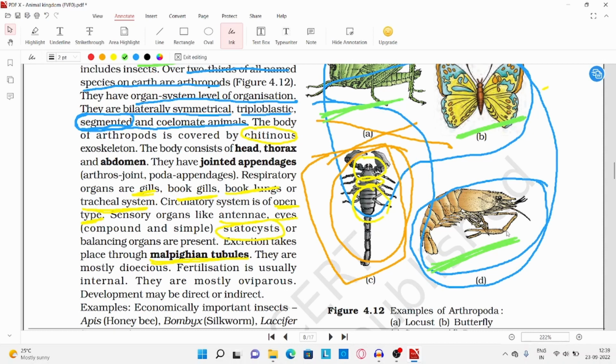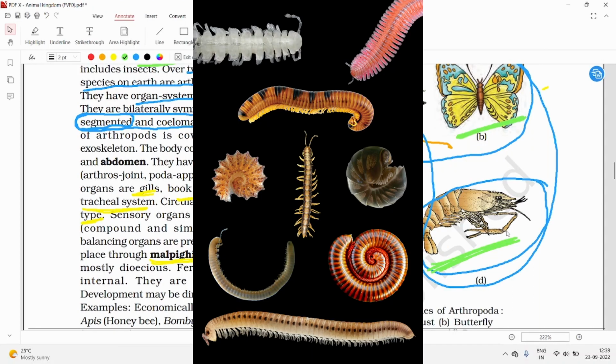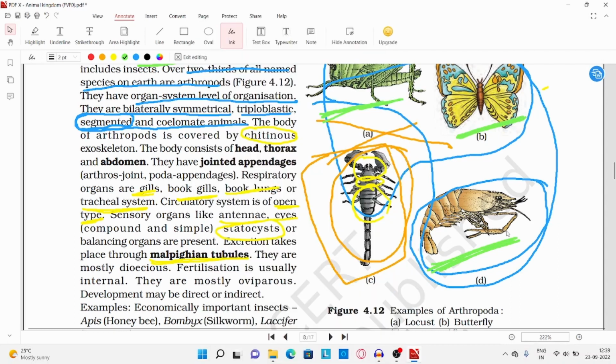Now you should know the difference between the two classes to which centipedes and millipedes belong. Centipedes belong to the class called Chilopoda. So remember it as C, Chilopoda. And Diplopoda is the class to which millipedes belong. So Chilopoda and Diplopoda.